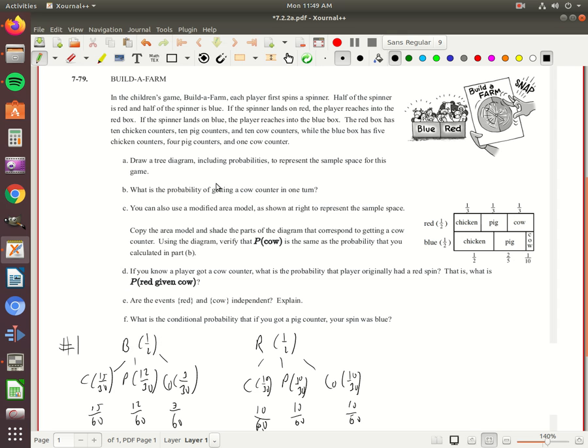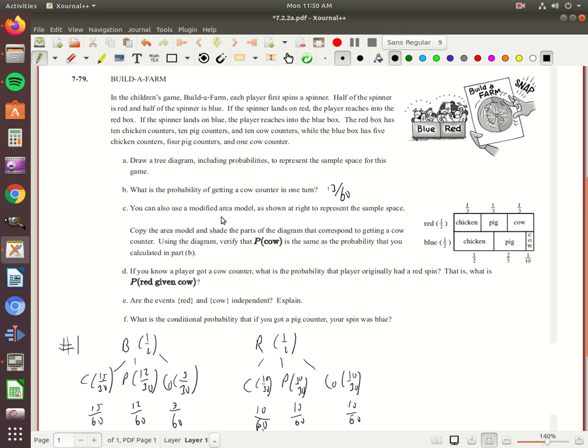All right, so what's the probability of getting a cow counter in one turn? Well, there are 3 blue cows and 10 red cows, so I would say 13 out of 60. Well, proportionally, there's that many, right? I mean, there's not really that many, but that's the probability of this.